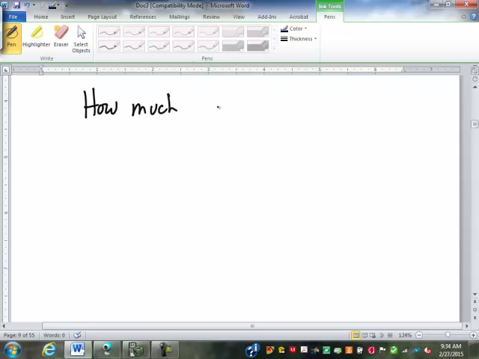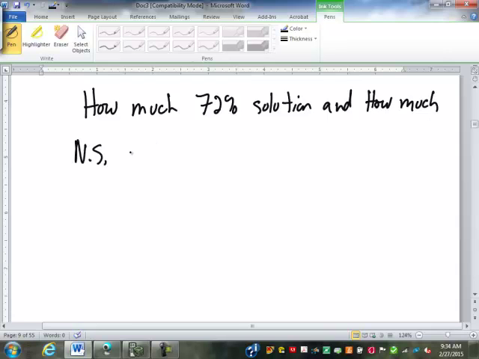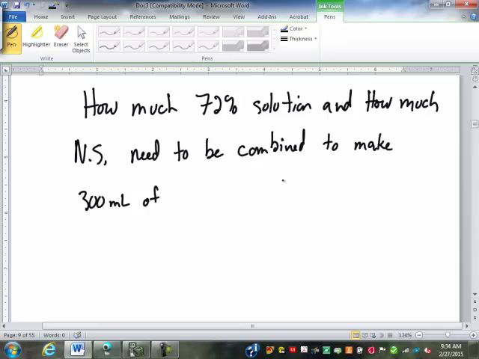So here's another question. How much of a 72% solution and how much neutral solution need to be combined to make 300 milliliters of 12% solution. Where do we start?